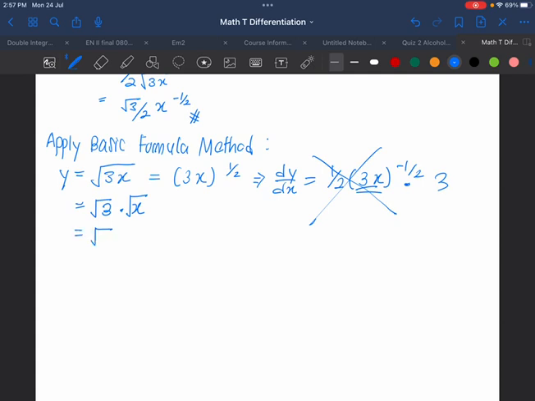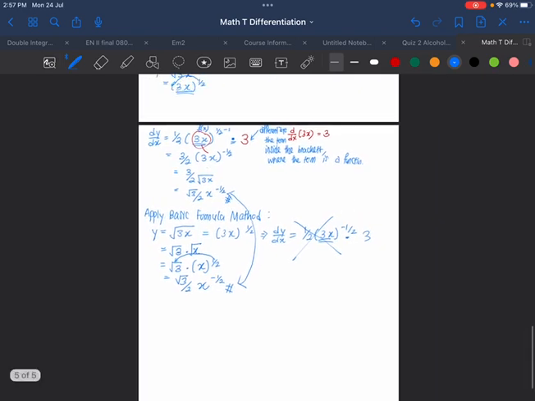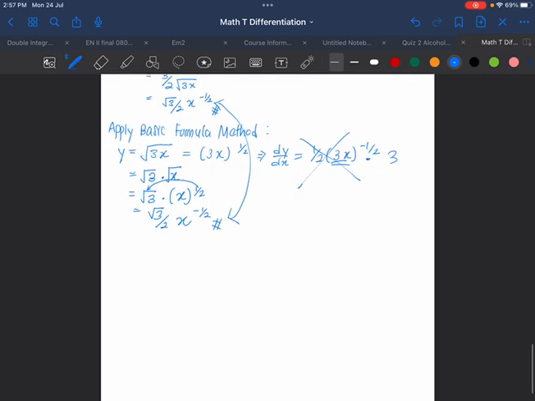So as you get, this one is root 3, this one is x to the power of half. Then you can apply the basic formula where you take the half in front. So you get root 3 over 2 x to the power of half minus 1, which equals negative half. So it's actually the same answer as the chain rule. I hope you can see the difference. Never mind, we will do more examples later.